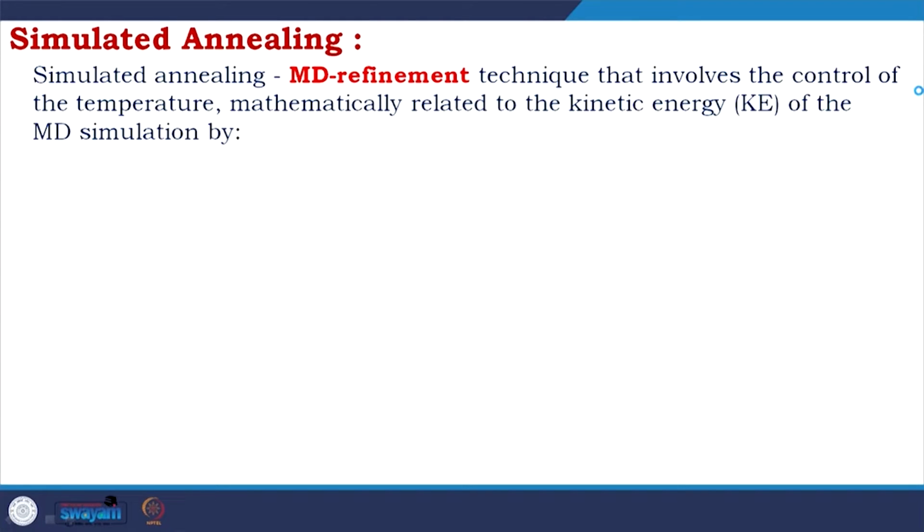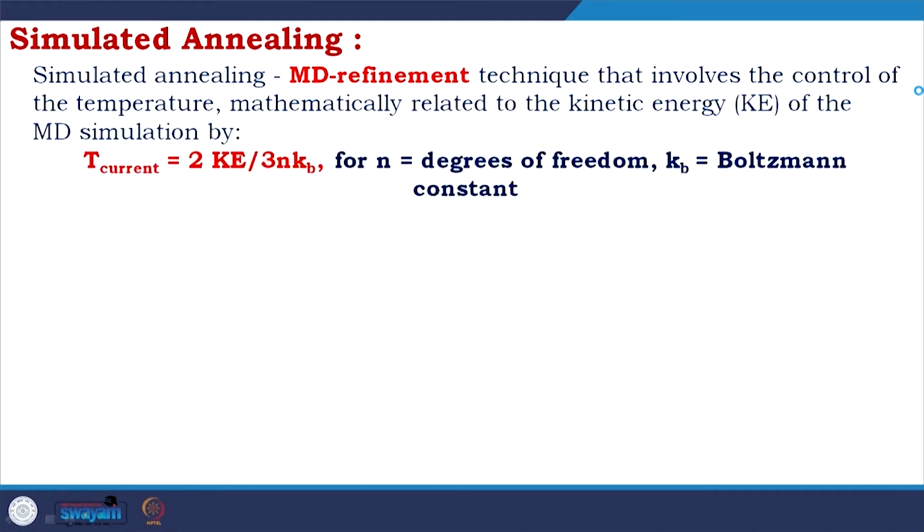Simulated annealing is an MD-based refinement technique that involves the control of the temperature, mathematically related to the kinetic energy of the MD simulation, by T current equal to 2 Ke by 3 n Kb, for n equal to degrees of freedom, Kb equal to Boltzmann constant.